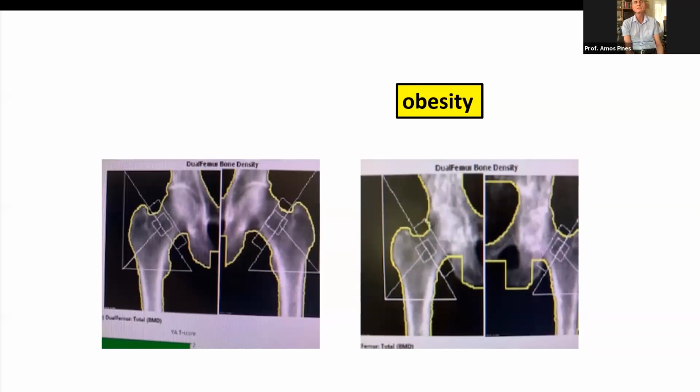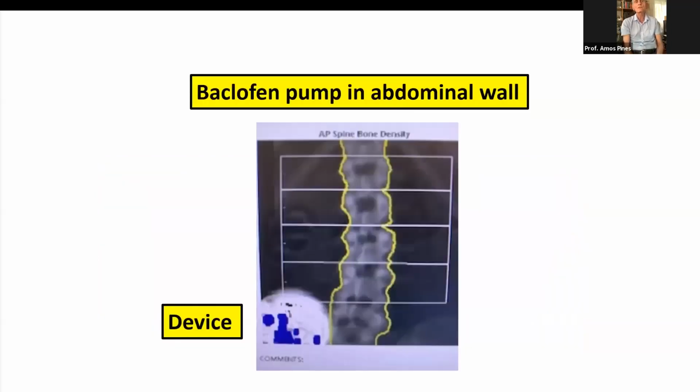And this is how it looks. The left side is normal densitometry. On the right side, you see densitometry of a very obese patient. And last but not least, sometimes the patient has devices, some abdominal ports, stomas. Sometimes the patient comes with some contrast material, and you see it because this is an X-ray. Here is an example of a device that was inserted. This is a baclofen pump in a multiple sclerosis patient. So you see the device.